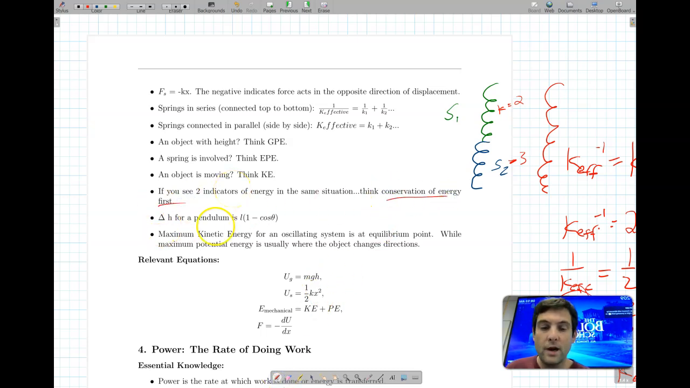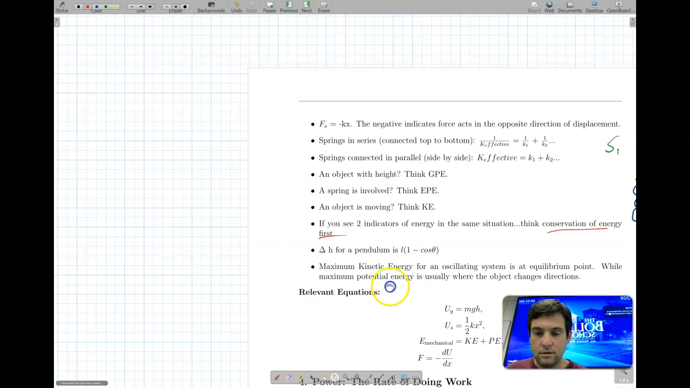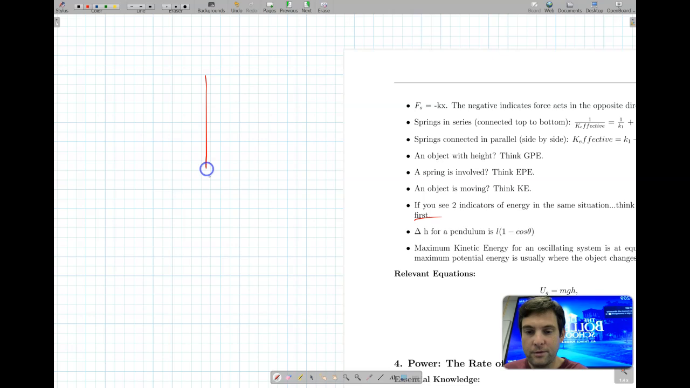For a pendulum, if we have a pendulum of length L, and this could be a physical pendulum, it could be a mass on a string, it could be a human attached to a bungee cord, which is attached to a helicopter. It could be anything. If there's a mass at the end of a string or a rope or a cord, it's a pendulum. If we have the length of this pendulum to be L, and the pendulum makes this angle here, theta, as it swings up, our length does not change.